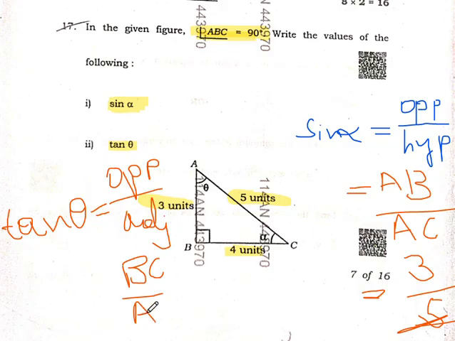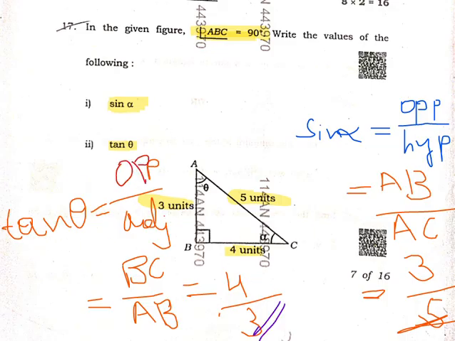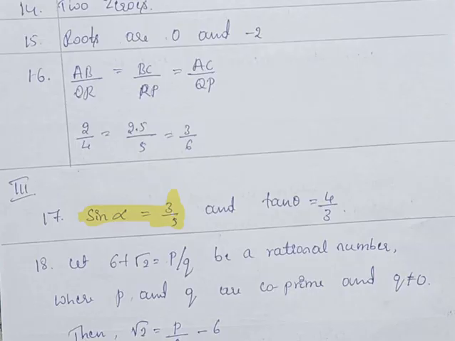The adjacent side is AB. What is the BC value? BC is 4, divided by the AB value, which is 3. So the tan theta value is 4 by 3. This is the answer. Tan theta is opposite by adjacent: for theta, opposite is BC and adjacent is AB, so BC by AB equals 4 by 3. This is the value of tan theta.